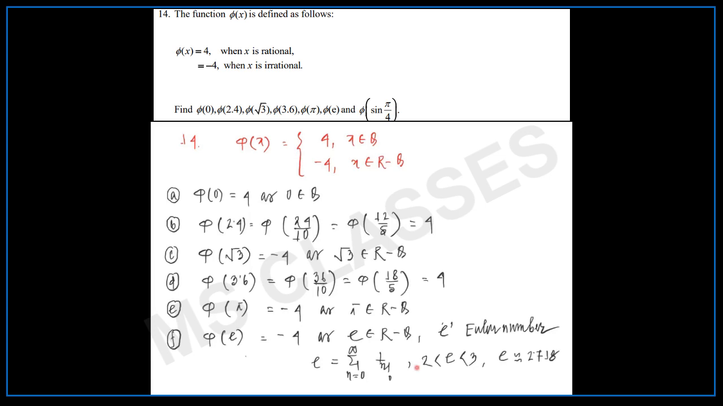Now children, this part I have just represented, you will understand it later on. Just write it down. You will not understand it completely right now, not in this chapter. For now, just understand this much: e is greater than 2, less than 3, and e is approximately 2.71.